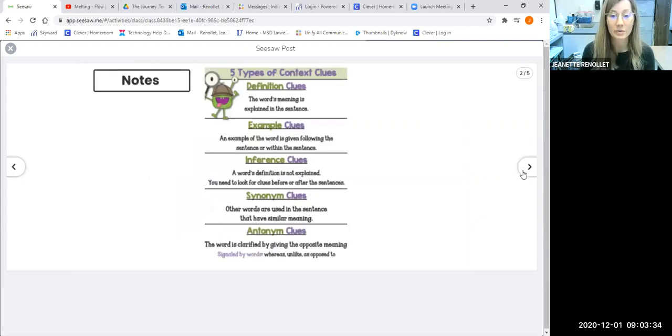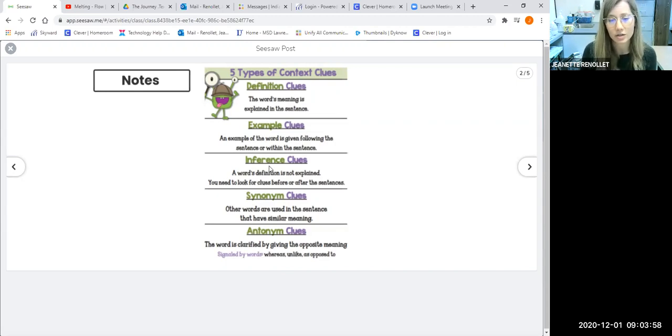We have talked about types of clues that are in texts. Here are 5 types of context clues that you should become familiar with. Sometimes in a text, they define what a word means. That's called a definition clue. Sometimes they give an example of what the word means. That's called an example clue.